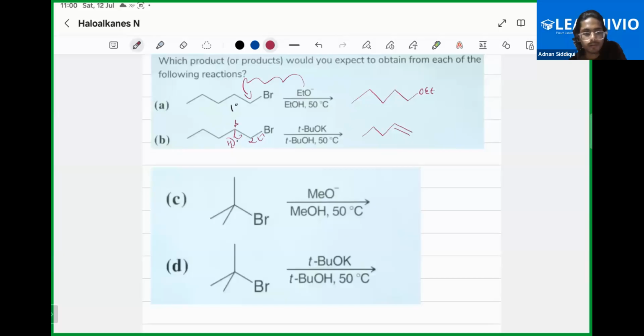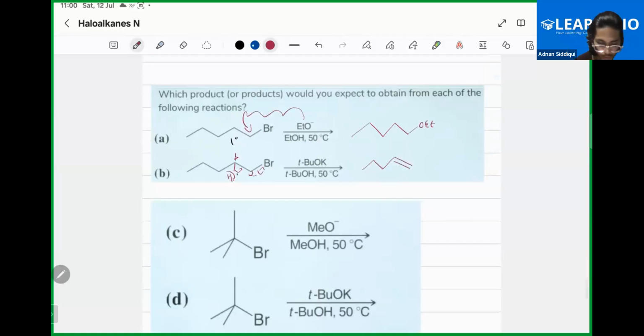Sir, but in the first one, it was E2, A and B. Let me mention it. For the A, it was SN2. Here it was E2. Why here are we not using E2? Because it is a nucleophile, and it is small. Just give me a second. Let me add something to the slides.